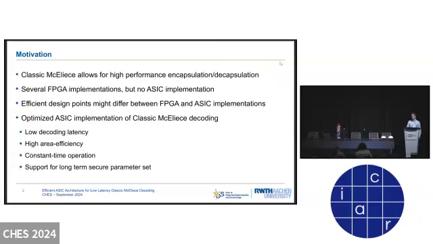Classic McEliece is a key encapsulation mechanism whose performance characteristics were demonstrated for several FPGA implementations. However, there's no ASIC implementation. And because the efficient design points might differ between FPGA and ASIC implementations, we wanted to implement an optimized ASIC design for the decoding routine for Classic McEliece. Our design goals were to achieve a low decoding latency with high area efficiency. And we also wanted to support constant time operations as well as a long-term secure parameter set.